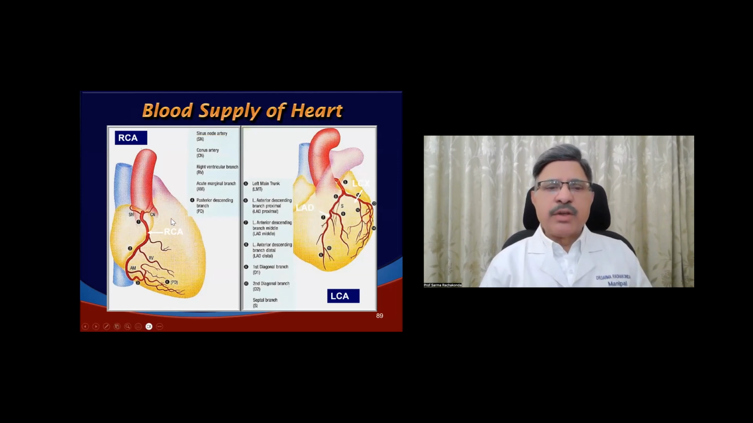Coronary anatomy, we have seen the right coronary artery and its right ventricular branch, sinus nodal branch, and then the acute marginal branches and posterior descending arteries.